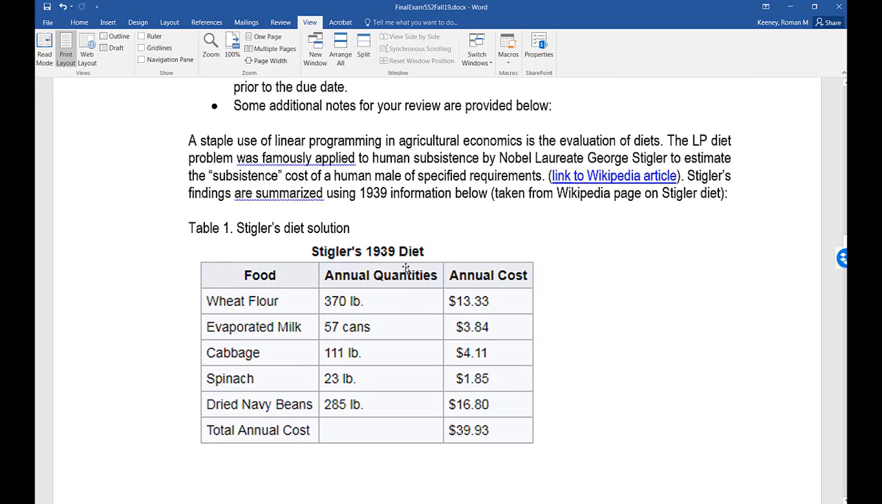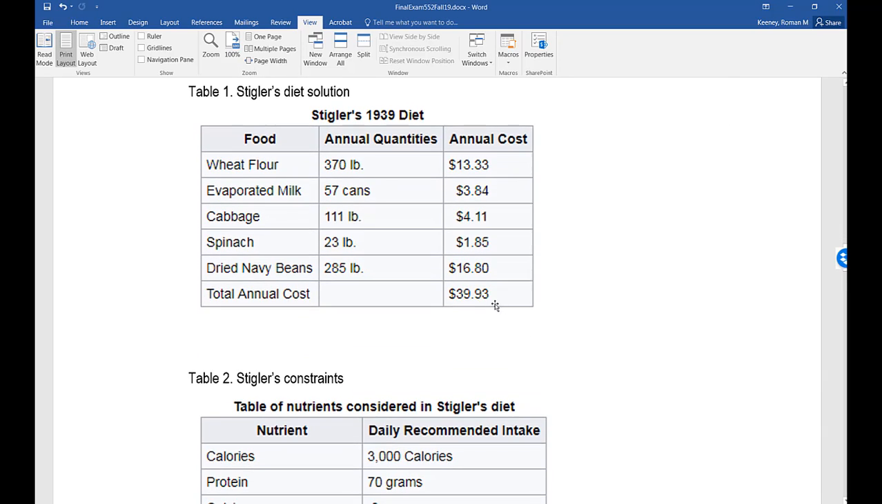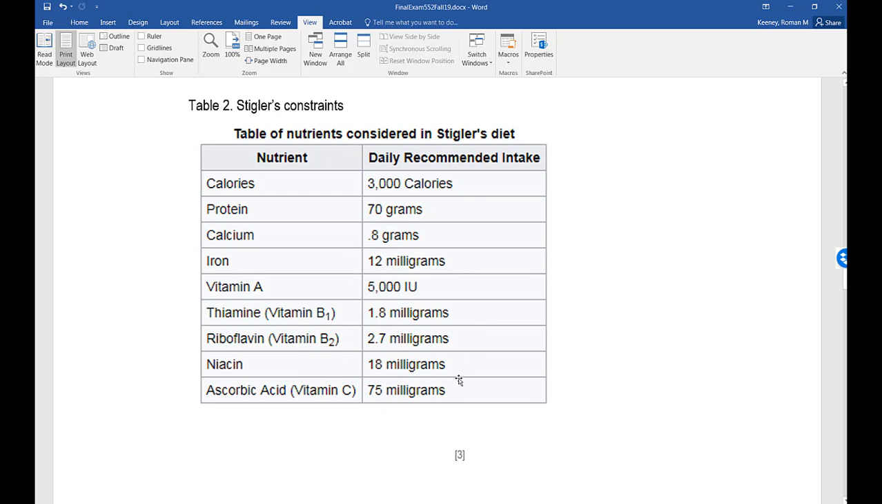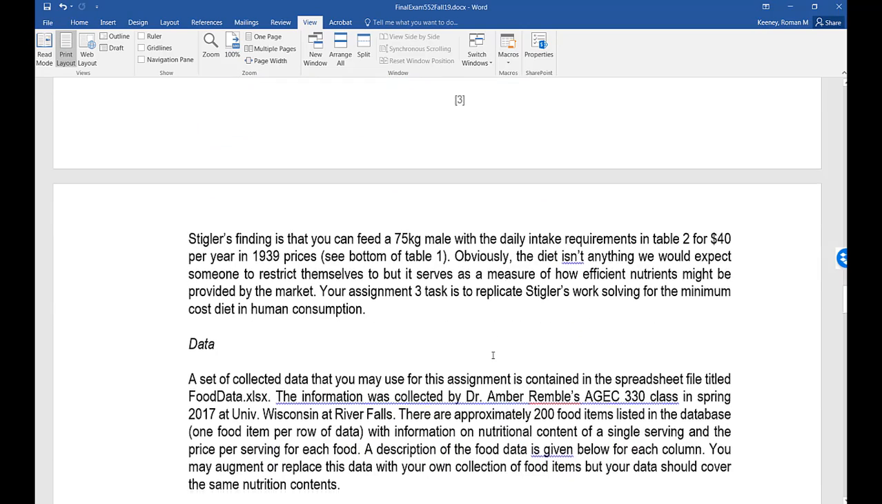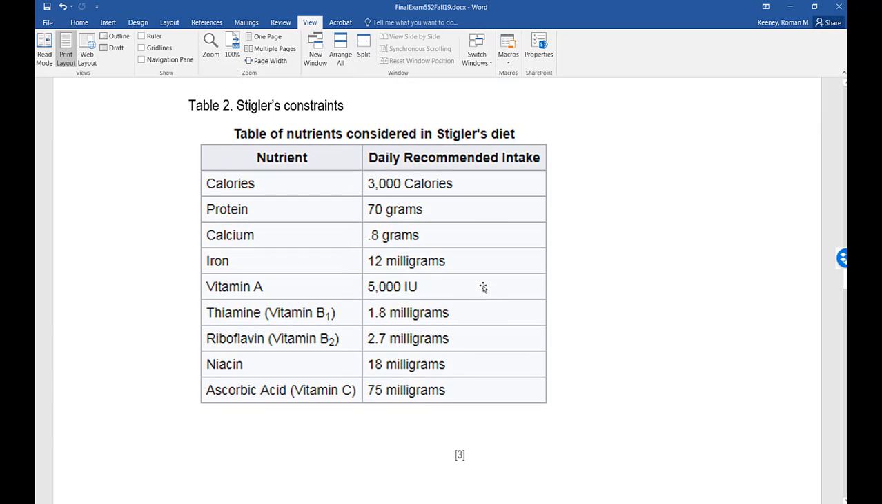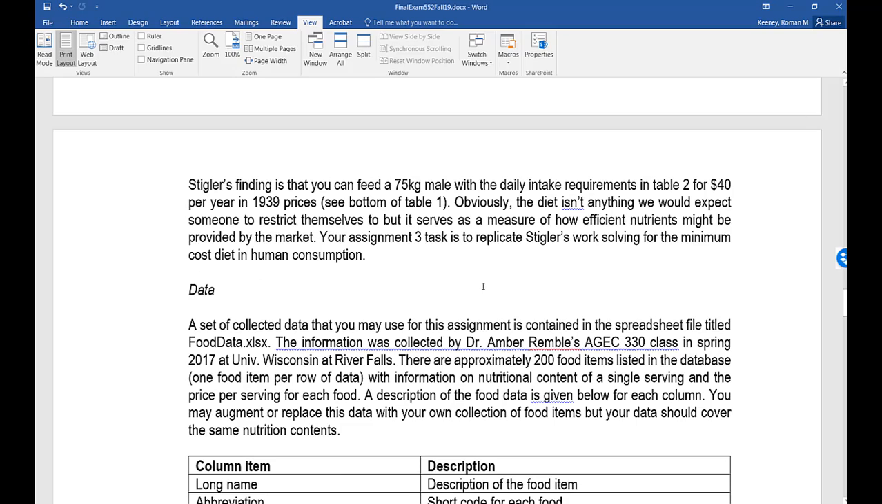And so you can see here Stigler's diet solution. I think this is from the Wikipedia page on Stigler. Basically saying $40 a year, and this would be the lowest cost way to get this. He's really thinking about the cost of nutrition, not putting together meals for people. These are the requirements that he made on a per day basis, and that's the notion that we're going to take, and we're going to work on a replication.